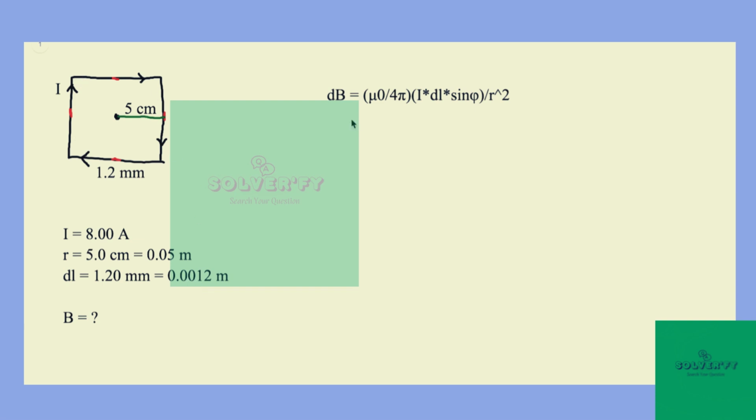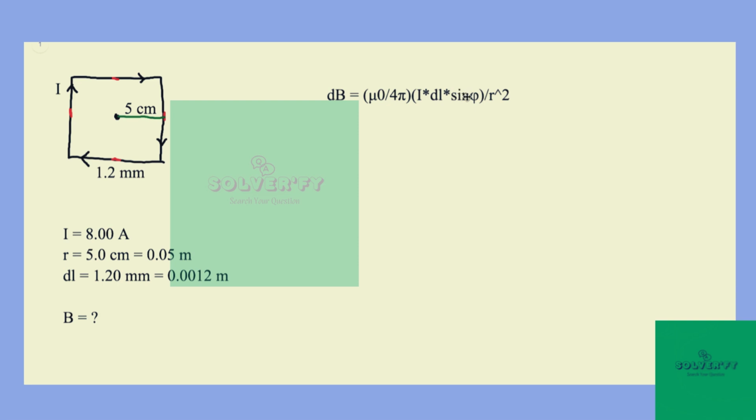To solve this, we want to use the Biot-Savart law, which I've written down over here. We have our constant mu naught divided by 4 pi, so this is just a constant. Our current, we know, is going to be 8 amperes. Our dl is the length of the small segment that we want to look at, and that's going to be 1.2 millimeters, or 0.0012 meters.